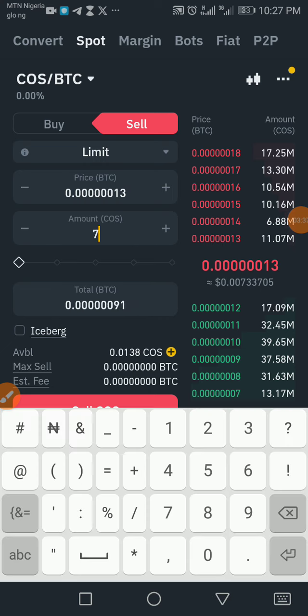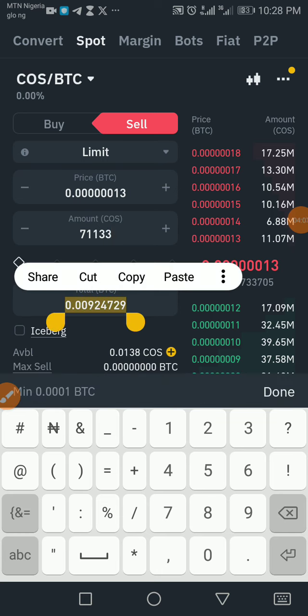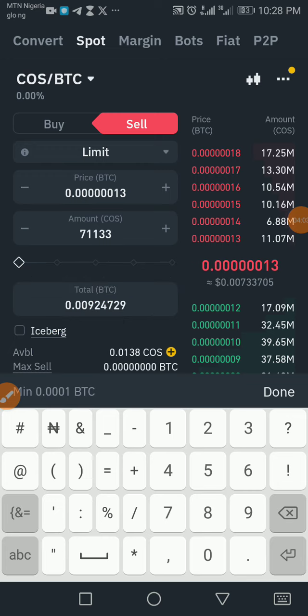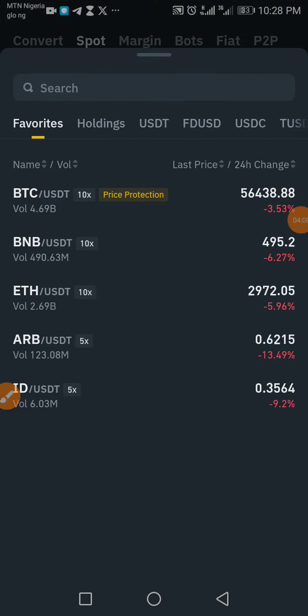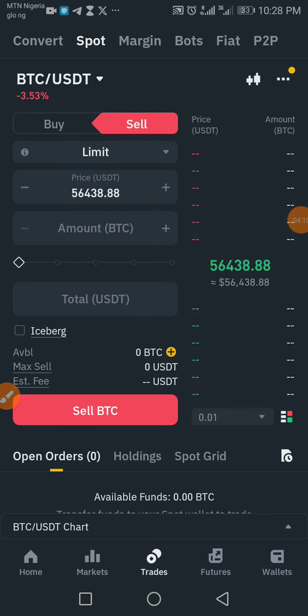Remember, it's 71,133.8 worth of COS we bought. Let's just leave the 0.8, right? So this is the amount of COS we are gonna sell to get this worth of BTC. So what you're gonna do now is, after getting this amount in BTC, we're gonna copy, and then sell our BTC back to USDT in order to get our profit.